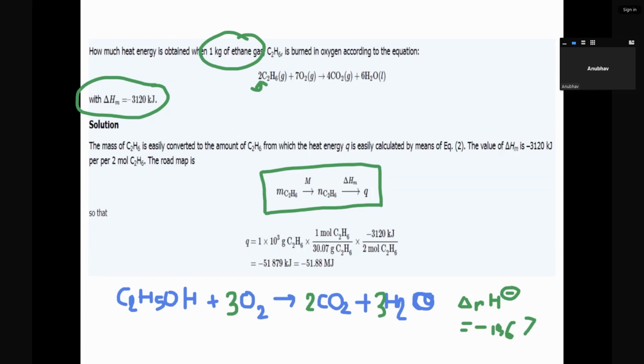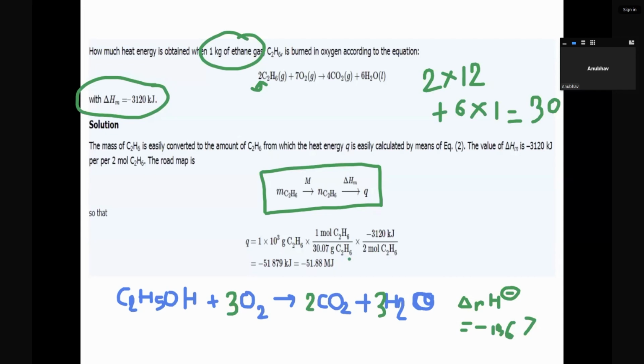So finally, we will be able to calculate it. We will divide 10 to the power 3 gram, that is the weight of the gas, by its molecular weight. C2H6 molecular weight is 2 into 12, 12 for carbon. And we have 6 hydrogen atoms, so 6 into 1. Total we have 30. So 30 is the molecular weight. So we have to divide 10 to the power 3 by 30.07 gram, which gives the number of moles over here.